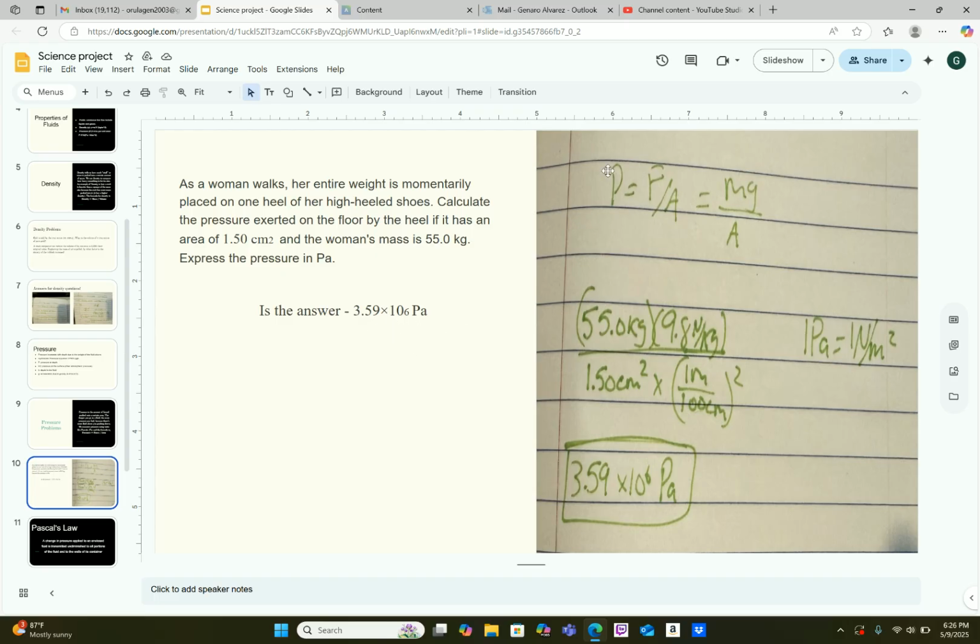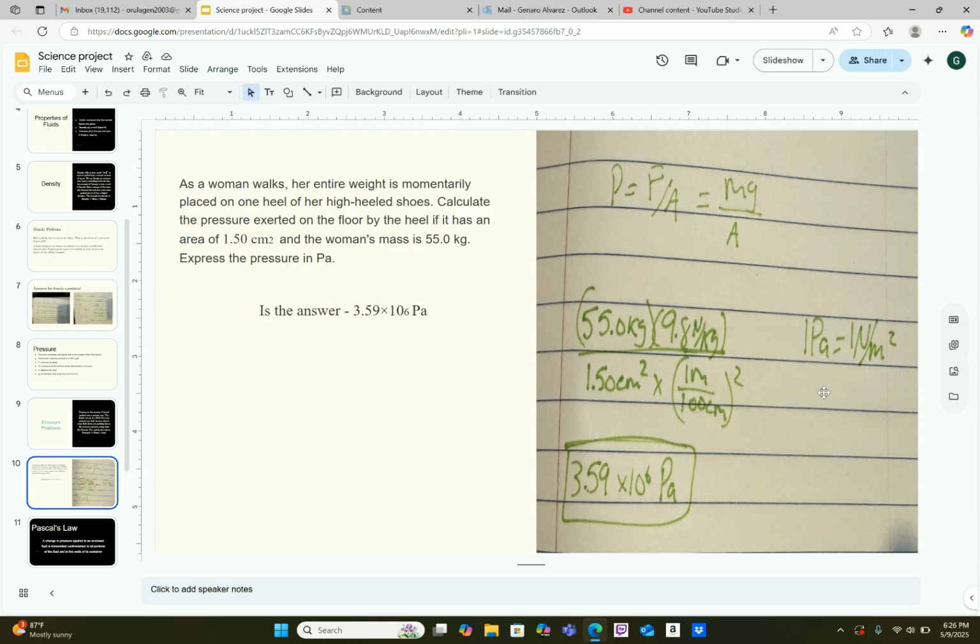But right here, you have P equals force over area, which is going to equal mass times gravity over area, which you have right here, which is 55 kg, the mass of the woman. Gravity right here, which is 9.8, as always, remember that. Area, which is the area of the heel, as you can see right here. And then we're going to do multiplying by 1 meter over 100 centimeters, because 1 Pa equals 1 N over meters squared, which is going to be right here. I couldn't write it, but it's going to be right there. I don't know if you see it. This little area right here.